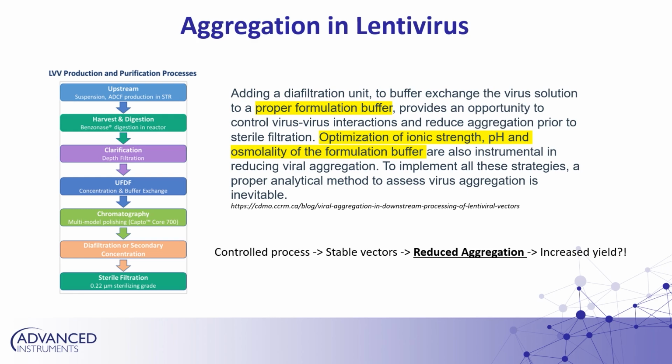And by having that extra control over your process with the inclusion of osmolality testing, you are increasing your viral stability, reducing your chance of aggregation, and also increasing your yield. So why would you not want three things at the expense of a 90-second osmolality test?